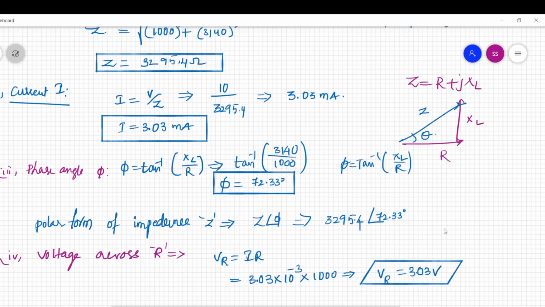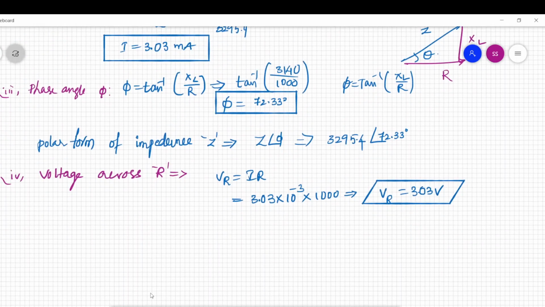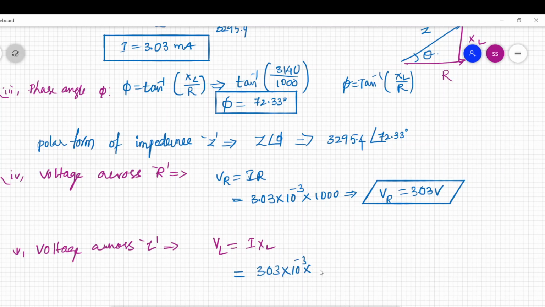Okay, now let us find the voltage across the inductor similarly. So how can you find the voltage across the inductor? Voltage across L, that is VL equals I into XL. Okay, so let us substitute. I is 3.03 into 10 power minus 3, and XL obtained is 3140. So the value of voltage across the inductor will become 9.51 volts.